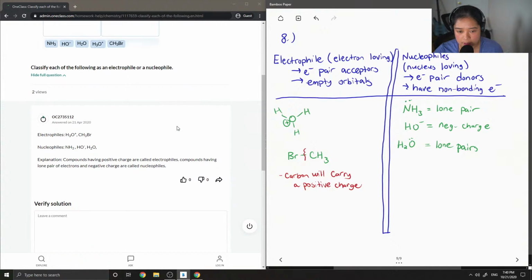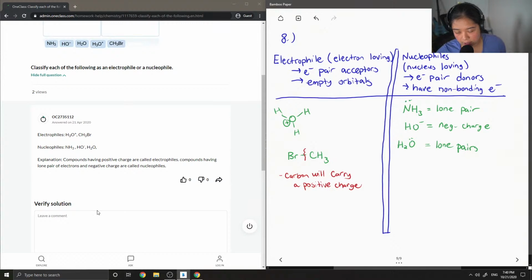Let's see the answer from our junior tutor. Electrophiles, H3O plus, and then the CH3Br. Nucleophiles, NH3, OH minus, H2O. Explanation. Compounds having positive charge are called electrophiles, yeah? Compounds having lone pair of electrons and negative charge are called nucleophiles.